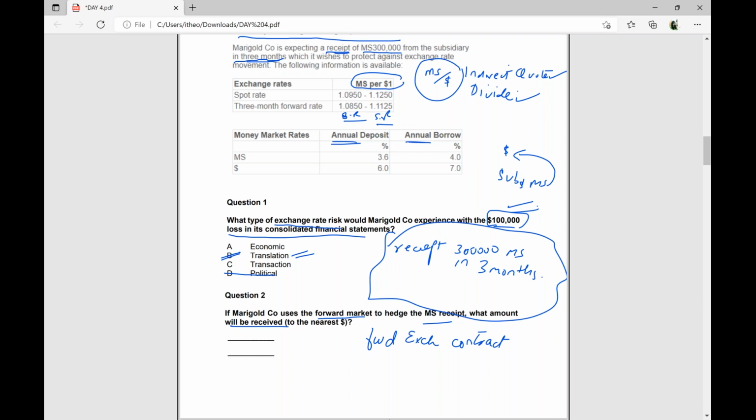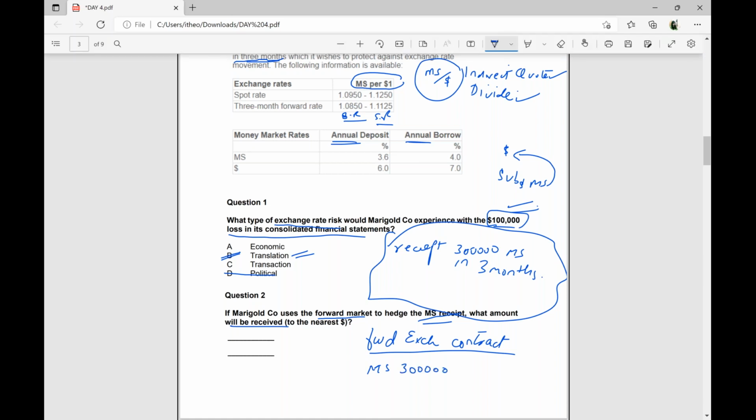Vanya, that's what I told in the lecture, that if it's on both things, then it's economic. So if Marigold uses the forward market to hedge the receipt, what amount would be received? Forward market means forward exchange contract. So how much receipt is coming? It's 300,000 shillings.